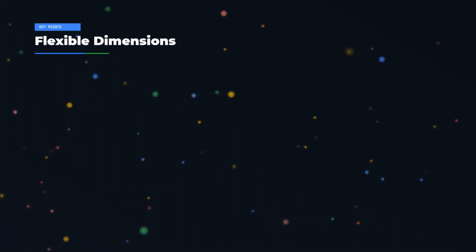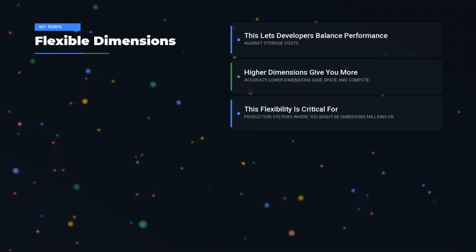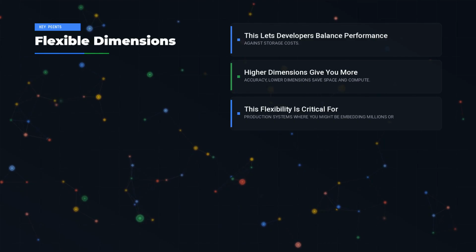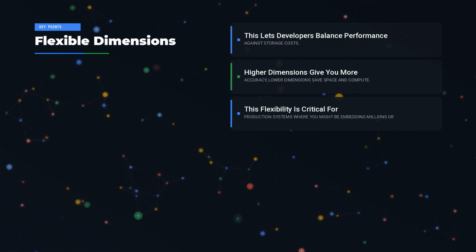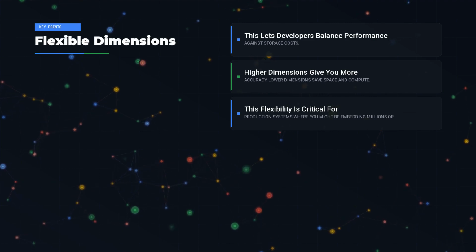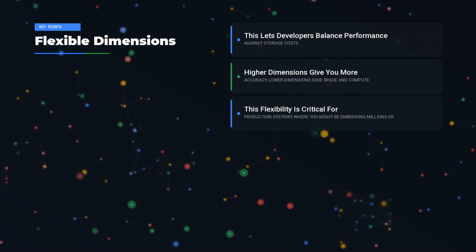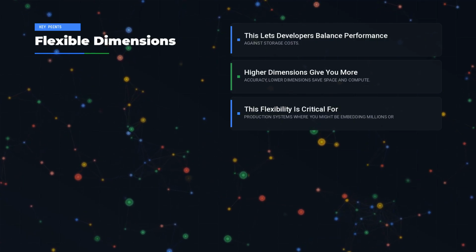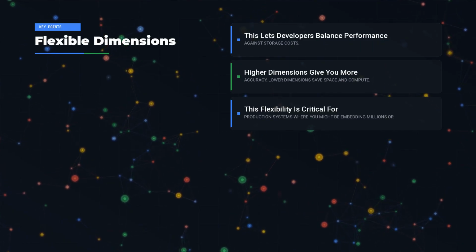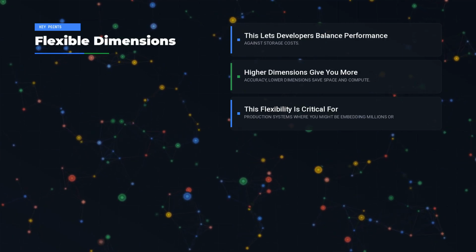The model uses Matryoshka representation learning, a technique that nests information by dynamically scaling down dimensions. The default output is 3072 dimensions, but you can scale down to 1536 or 768. This lets developers balance performance against storage costs. Higher dimensions give you more accuracy, lower dimensions save space and compute. Google recommends using 3072, 1536, or 768 dimensions for highest quality. This flexibility is critical for production systems where you might be embedding millions or billions of items.